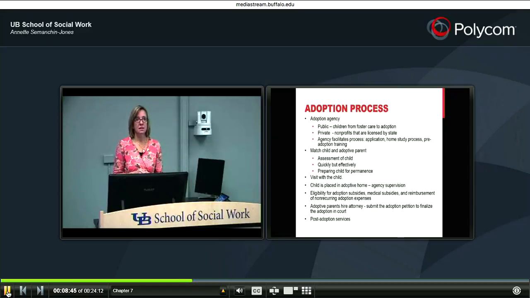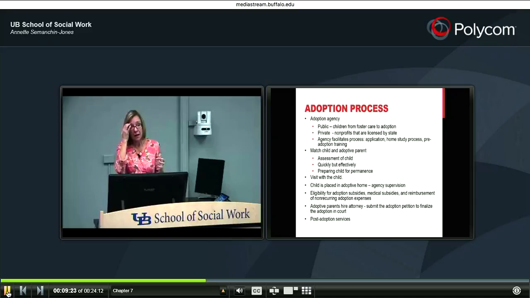There's also a process of matching a child to an adoptive parent. So again, these are really for cases where they're not being adopted from their current foster home, where hopefully all of this has already been done. But if the foster parent is not able or willing to adopt a child, or it's a private adoption, then there's an assessment of the child, you're assessing the child's needs, you're preparing the child for permanence, you're assessing what the adoptive parent can provide.